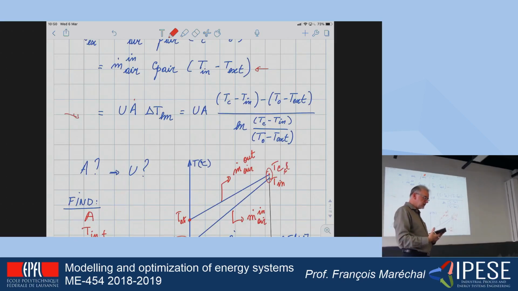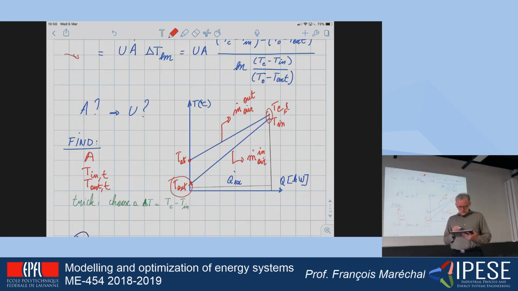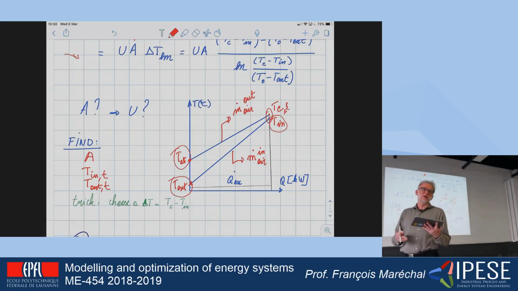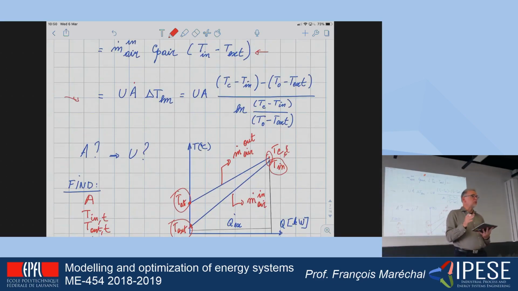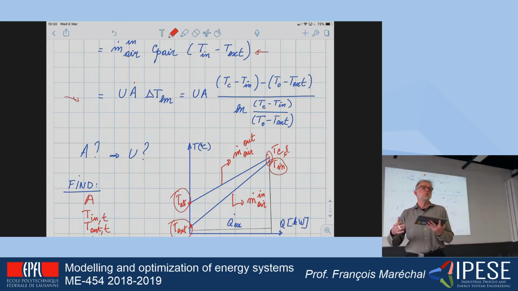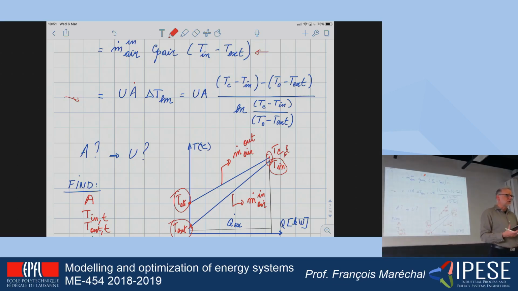I can calculate the amount of area that I will need to realize the heat exchange, and it will allow me to calculate the T out that I will have here and the T in that I will have here as a function of the area that I'm going to buy. Now the question is, I still do not know what the area is, and I still do not know the heat transfer coefficient. The heat transfer coefficient I can find in the literature. There are a lot of people who have been working on heat exchangers and who give you the value of the heat transfer coefficient.